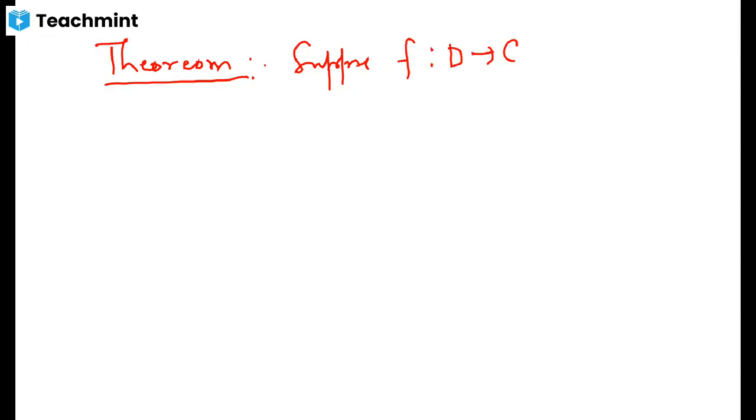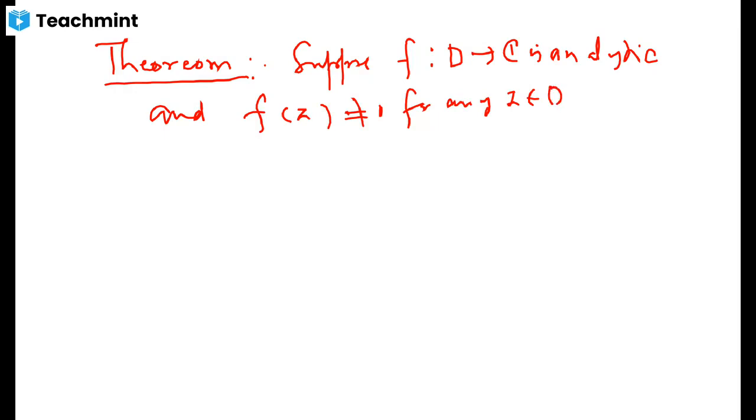Now, as a consequence of this theorem, we have two beautiful results, and they have very good applications in complex analysis. The first result is the existence of the exponential. Suppose f defined on a domain is analytic, and it should not be a vanishing function. The function f of z should not be equal to zero for any z. It is a non-vanishing function, it doesn't have zero.